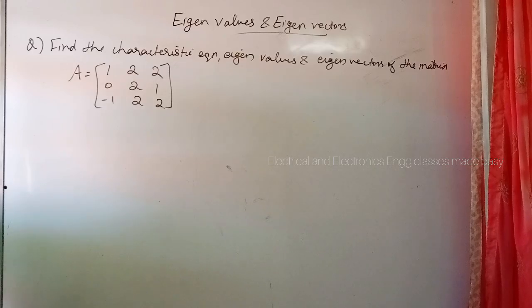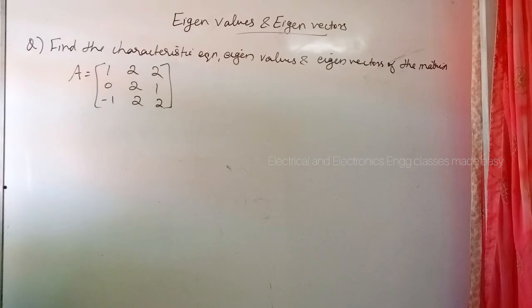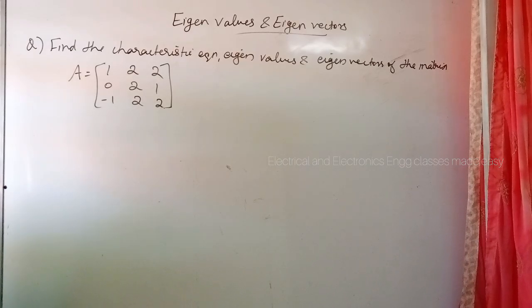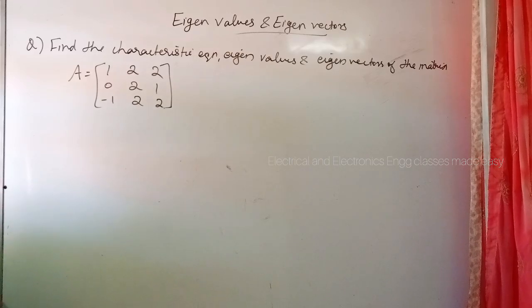Today's class is the continuation of eigenvalues and eigenvectors. In the previous class we discussed the eigenvalues, eigenvectors, then the characteristic equation, then properties of eigenvalues, etc. So please go through the previous class. Now let us do the problems related to eigenvalues and eigenvectors.